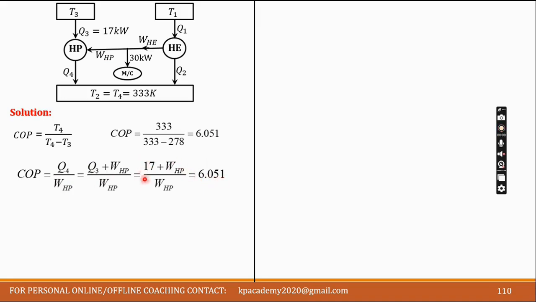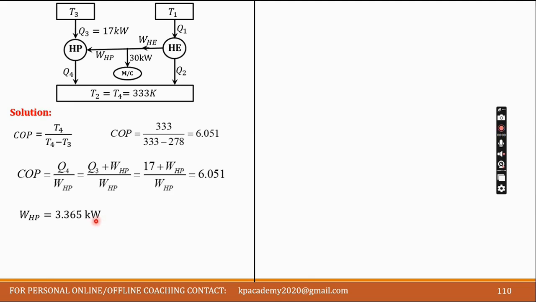Now look at this last equation over here. In this relation, the only unknown is WHP, that is the input given to the heat pump. If I have only one equation and only one unknown, then I can easily find out WHP, right? So WHP comes out to be equal to 3.365 kilowatt. Now we got the WHP.